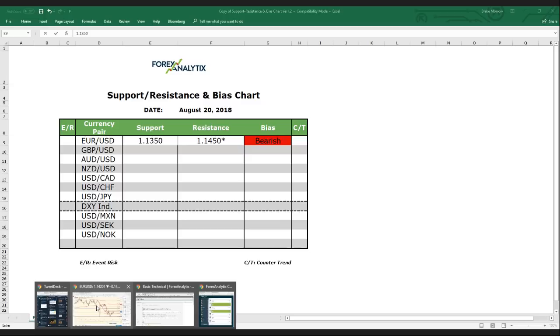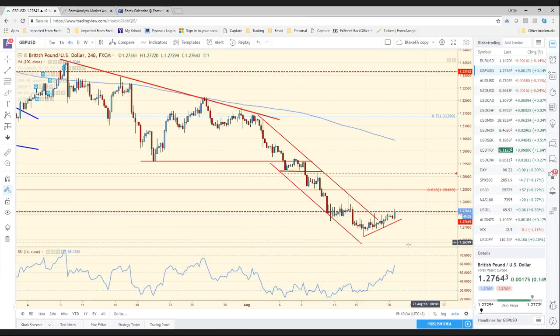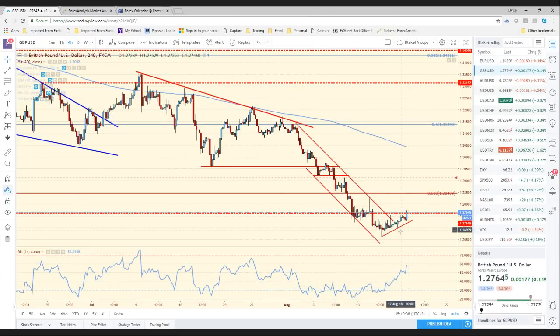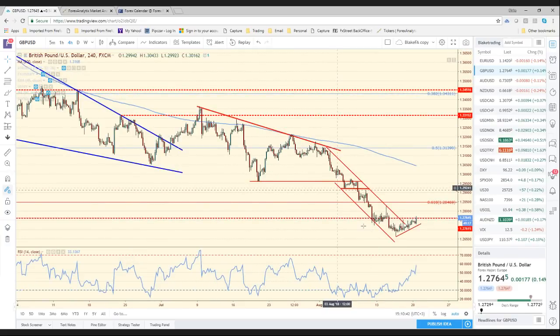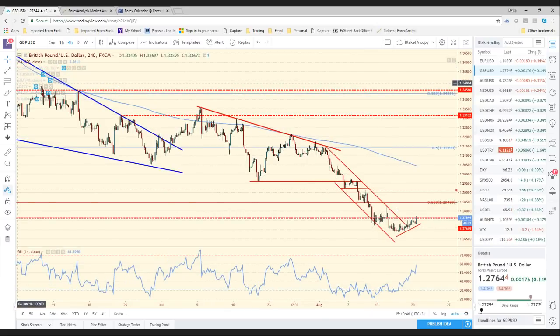So the pound, I am also long some cable. I've been long since last week, but we have popped out of this down channel. Now, as far as the cable goes, this one gets a little tricky because you've got to think, okay, well, if we are recovering currently in the pound, where are we going to recover to?